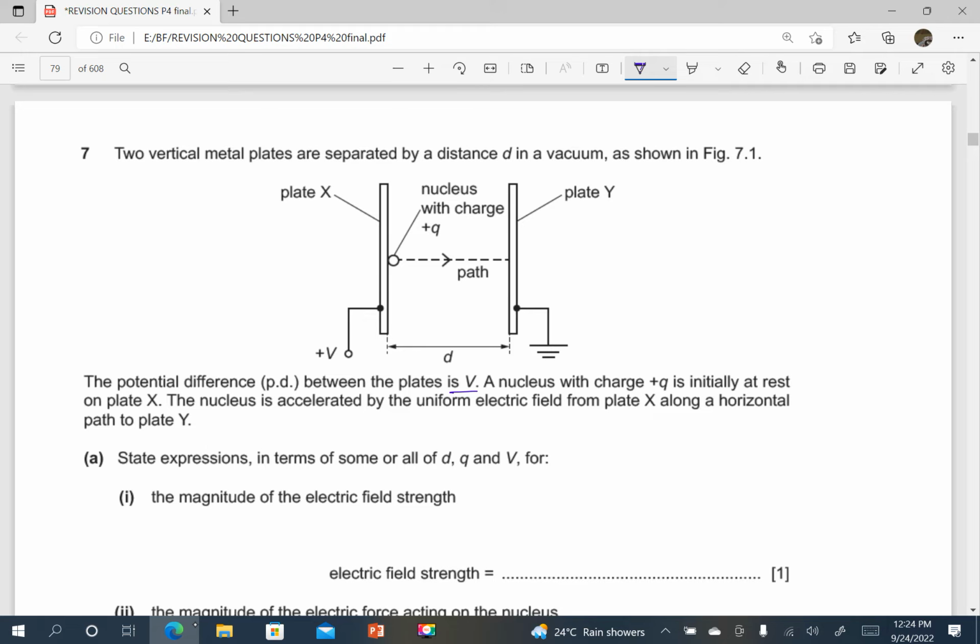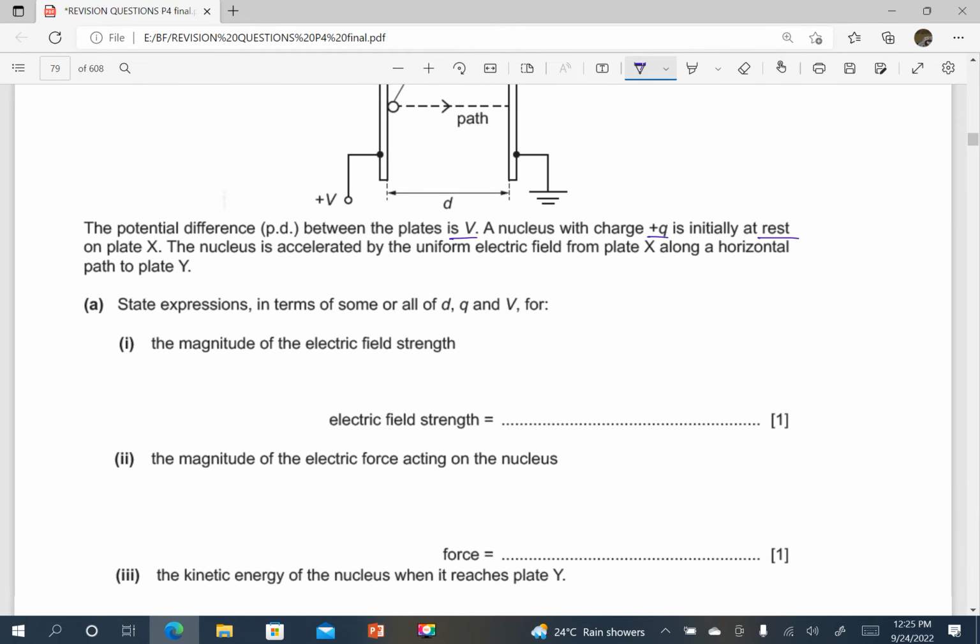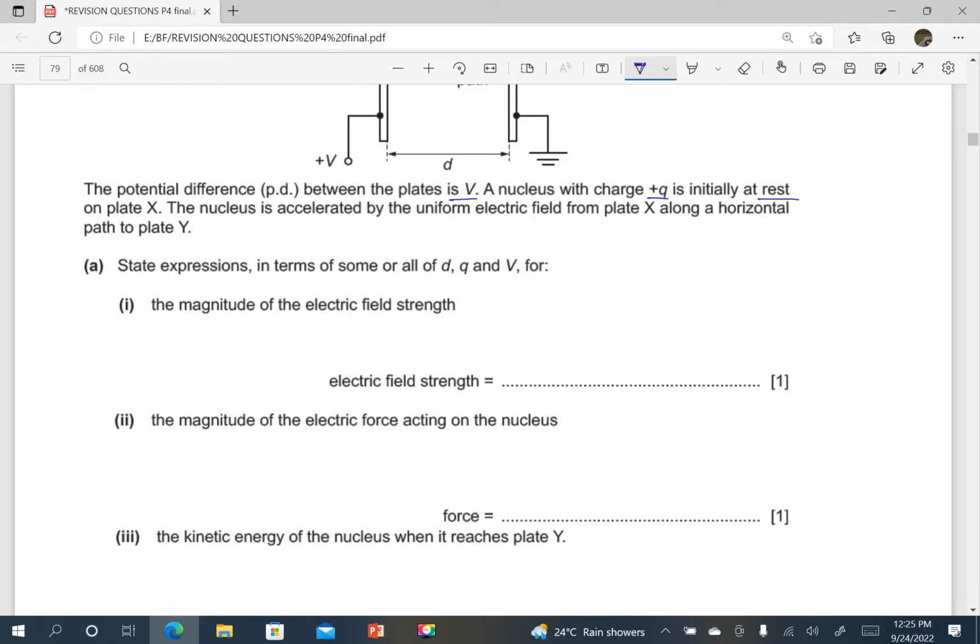A nucleus with a charge positive Q is initially at rest on plate X. The nucleus is accelerated by the uniform electric field from plate X along a horizontal path to plate Y. State an expression in terms of some or all of d, Q, and V for the magnitude of electric field strength. So E is V over d, so this is automatically V divided by d.